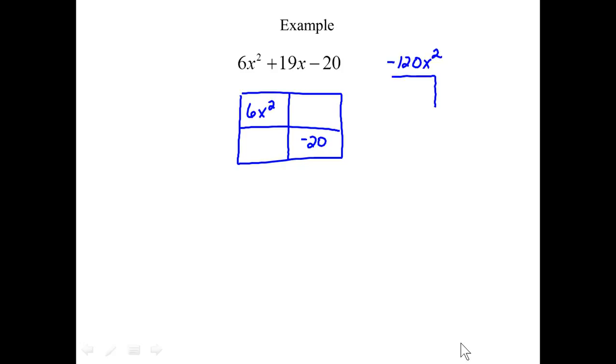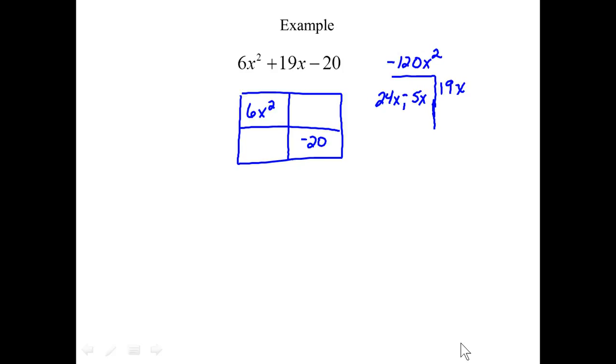Now, we've got to think, what can we multiply together to get that, but add together to get 19x? Now, you already know that the signs are going to be different, right? So at this point, you just start playing around with your calculator. 24 and 5. All right, so we're going to have a 24x and a 5x. What are the signs going to be? One of them has to be positive, one of them has to be negative, right? Because when we multiply it together, we're going to have a negative 20, but when we add together, we need a positive 19. What was the little hint that I told you? Biggest number carries a sign, so the 5 is going to be negative, right?